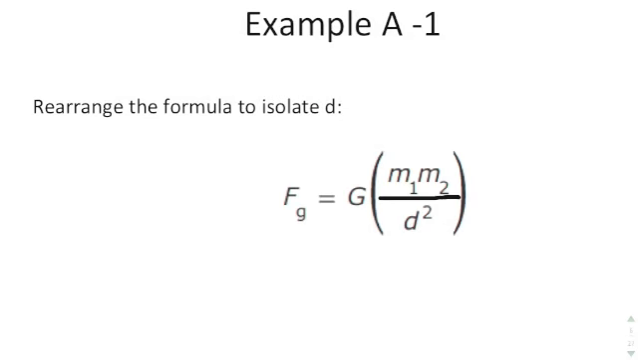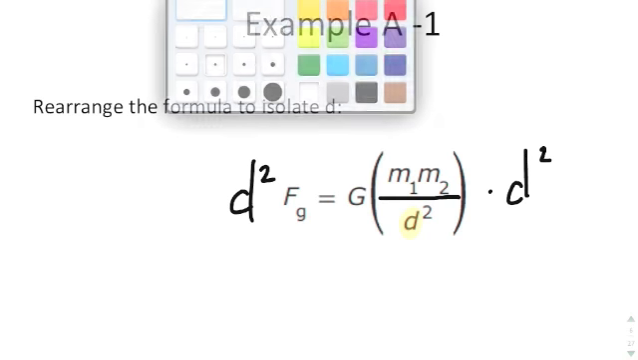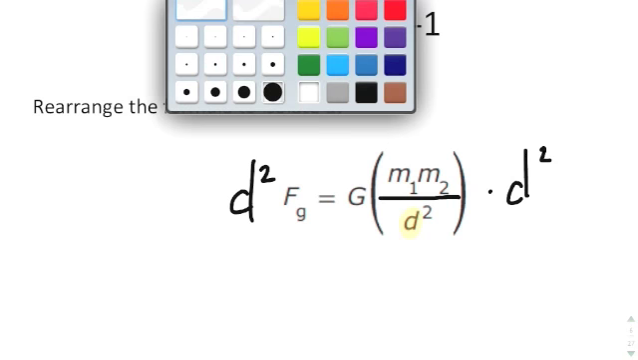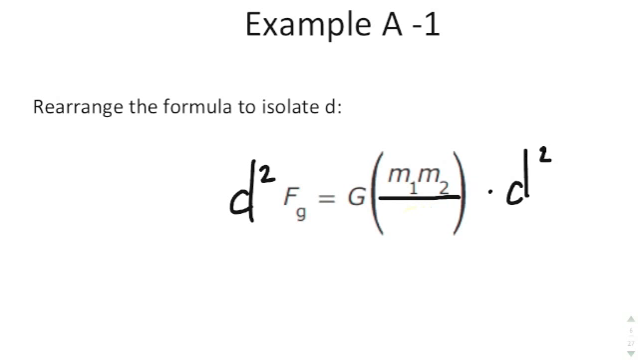Okay, example A1. It says rearrange the formula to isolate for D. One thing to realize is that what we have down here is D squared, so we'll have to do something a little different at the end for this one. But let's follow our rules. It's in the denominator right now, so it has to be in the numerator. So we multiply both sides by D squared, and D squared on the bottom goes away because it cancels out on this side, and we're left with an equation that looks like this.